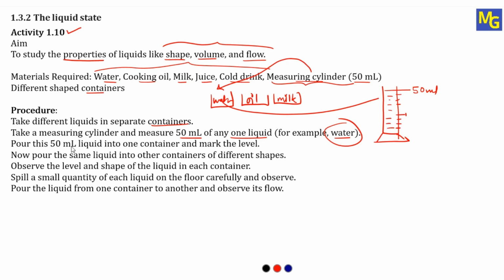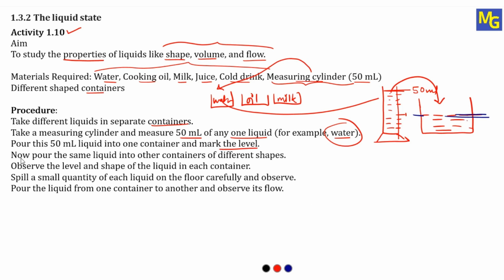Now pour this 50 ml liquid into one container and mark the level. Pour this 50 ml of water into another container, say this is one more beaker. In this beaker, I'm going to pour this water, like this, and mark the level. You have to mark the level. So this is the level. Let me take a different color. This is the level which I have marked, which shows that this is the 50 ml of water.